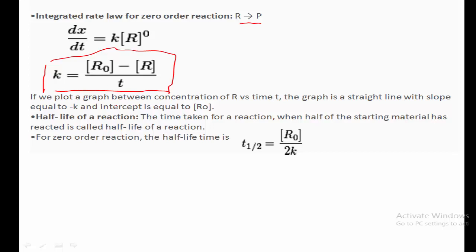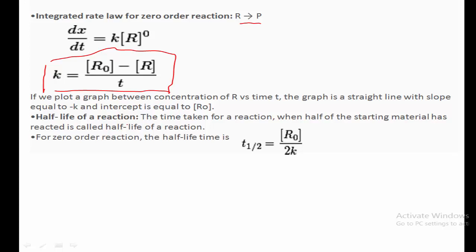And if we plot a graph between concentration of R versus time t, the graph is a straight line with slope equal to -k and intercept equal to [R]0. I will show you that in the next slide. Okay, so simply remember here.